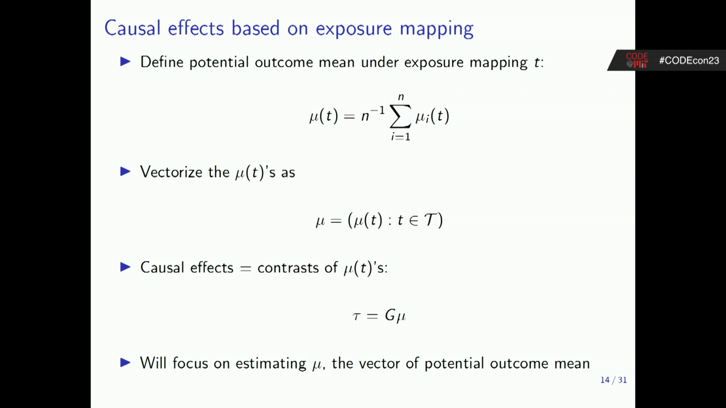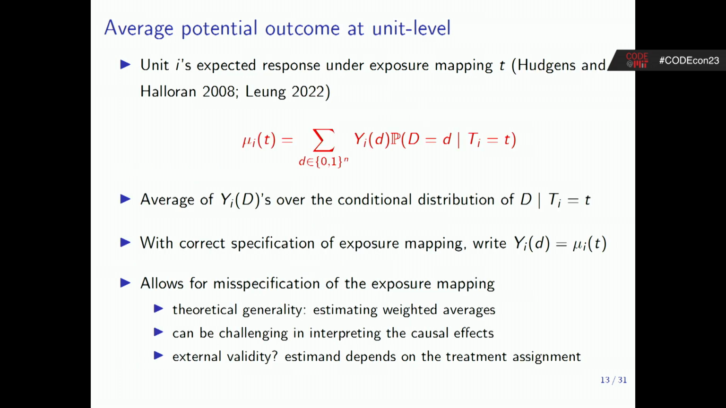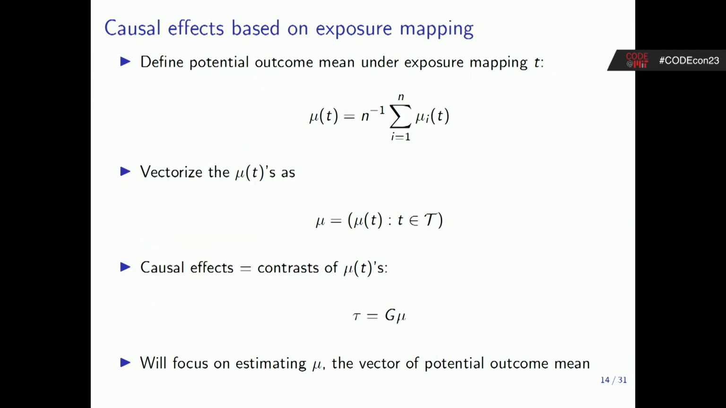Mu_t is the average of the individual quantity we introduced just now. And there's a vector mu of all the levels of T. Generic notation, tau is a contrast of the mu vector. Or you can imagine there are two levels of exposure mapping you care about, just the difference between these two labels.